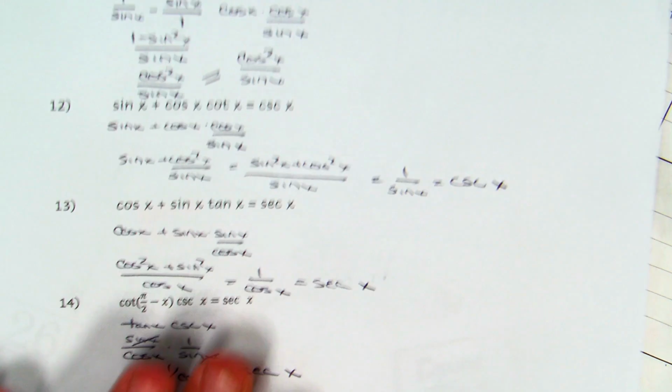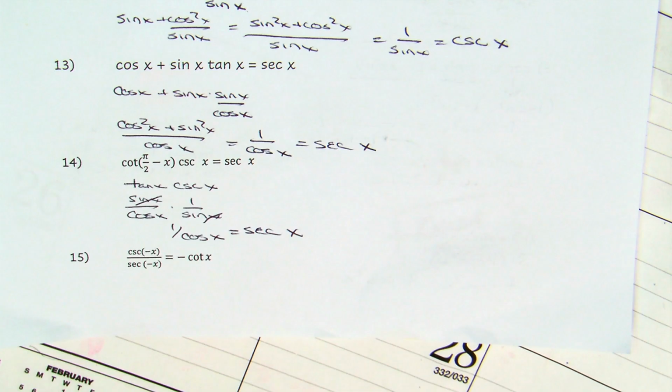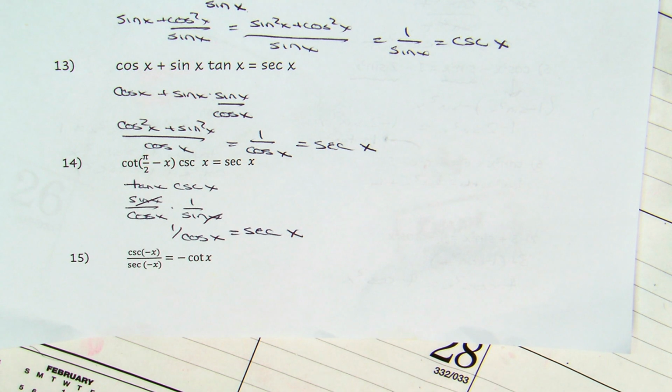There we go. Since cotangent has a co, we drop it. That becomes tangent x cosecant x. Tangent is sine over cosine. Cosecant is 1 over sine. So by writing them all in terms of sine and cosine, now we have the sine x canceling out. You've got 1 over cosine x equals secant x.